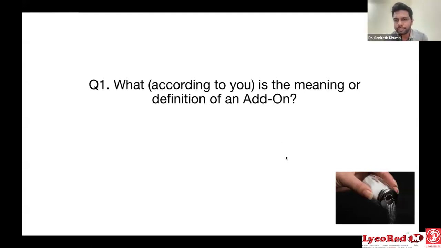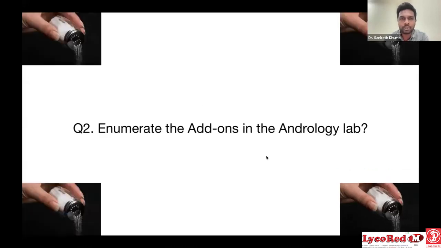An add-on for me is something beyond the traditional techniques which we have been using in the past. If we add any technique to improve our result, to give a better clinical pregnancy rate or to increase the take-home baby rate, that is an add-on for me. So in a nutshell, it is not a standard of care, but it does have a role to play in order to improve the outcomes. Having said that, I think we'll go on to the next question.